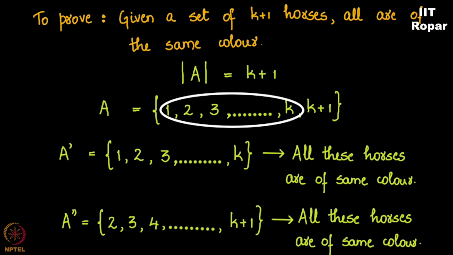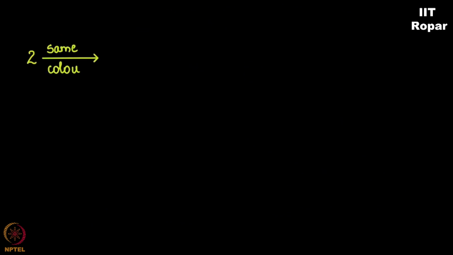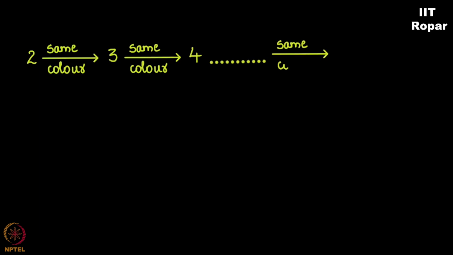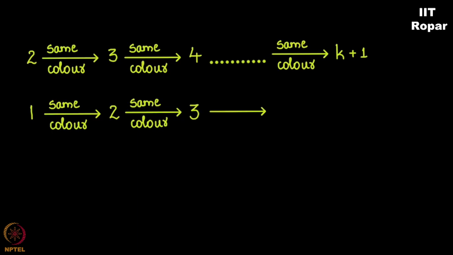Wait, did you observe something? 2 has the same color as 3, has the same color as 4, and so on, and all of these have the same color as k plus 1. Compare this with the horses in A dash. 2 has the same color as 1, as 3, as 4, and so on as k.